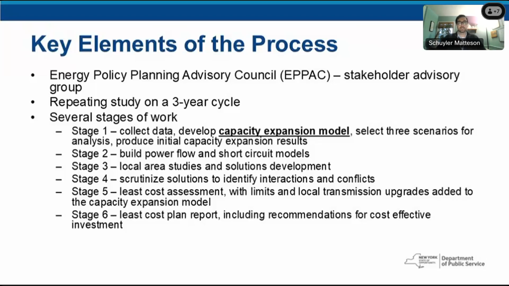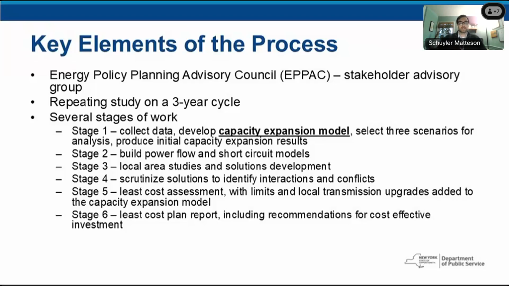There's been a lot of learnings in this first stage of the process. We basically broke the coordinated grid planning process into 6 unique stages that all have separate pieces that move sequentially. So stage 1 is the most important, where we're spending a lot of time collecting data, developing capacity expansion model design and inputs, where we've selected 3 primary scenarios to put through the capacity expansion. That's not including all the sensitivities we run on those scenarios.